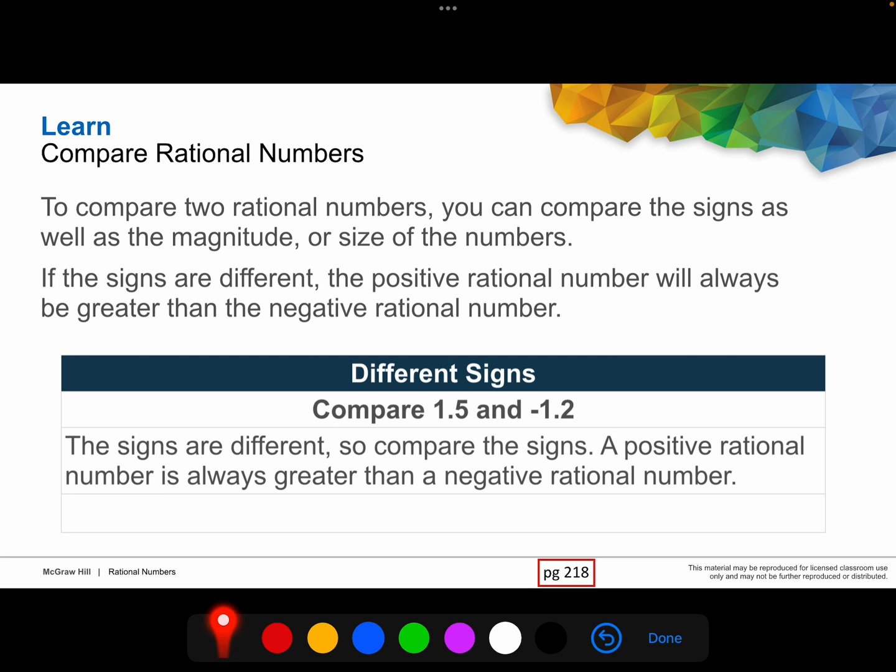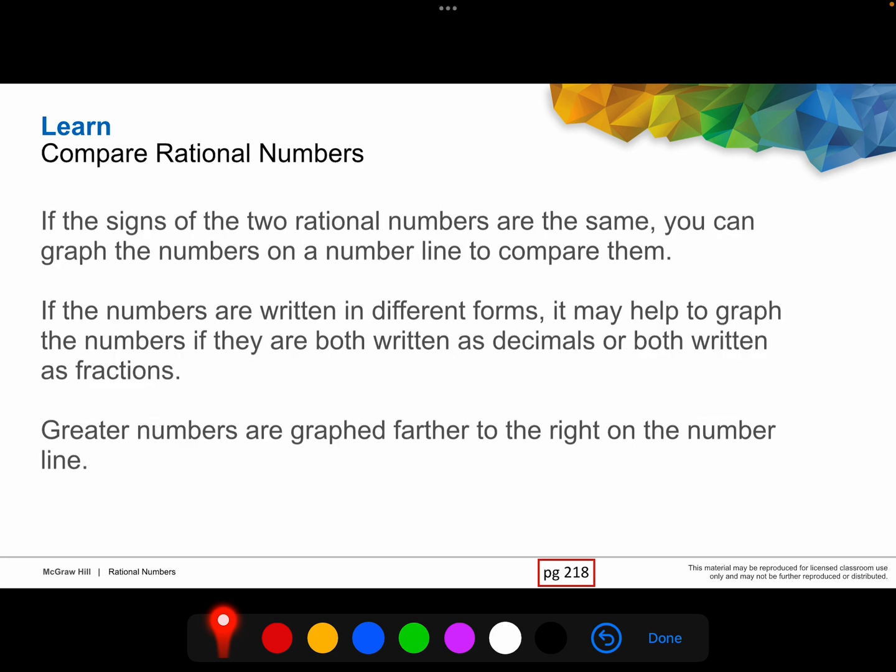All right. So to compare two rational numbers, we can compare the signs first as well as the magnitude, or the size, of the numbers. If the signs are different, the positive rational number will always be greater than the negative rational number. So again, let's compare 1.5 and negative 1.2. Here, the signs are different. Negative 1.2 is less than 0. A positive rational number is always greater than a negative rational number. Therefore, we can conclude that 1.5 is greater than negative 1.2.